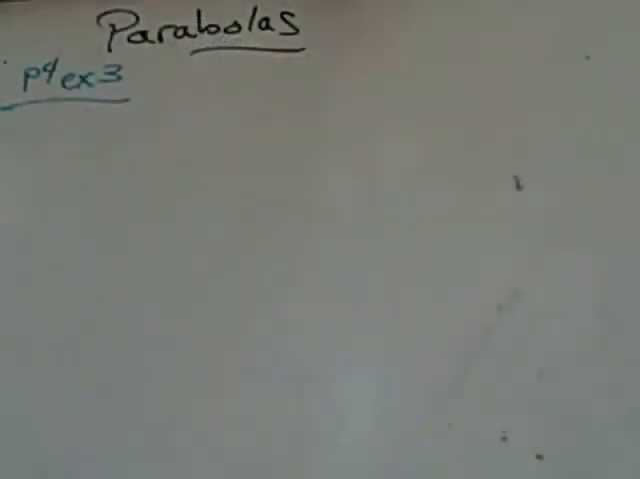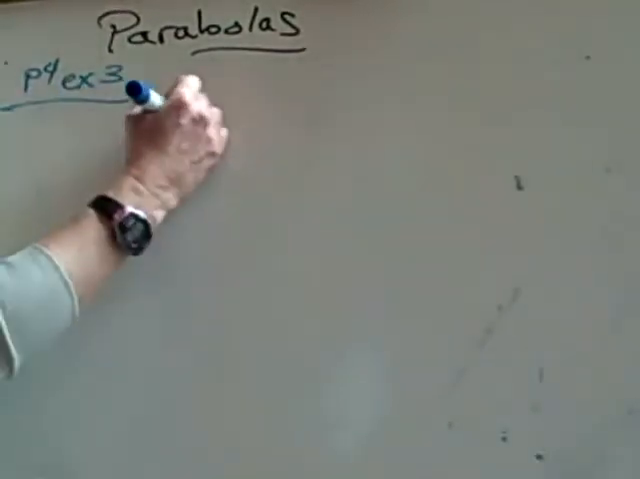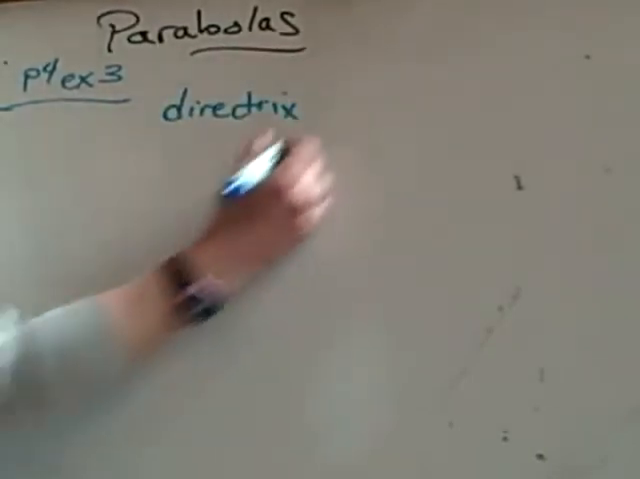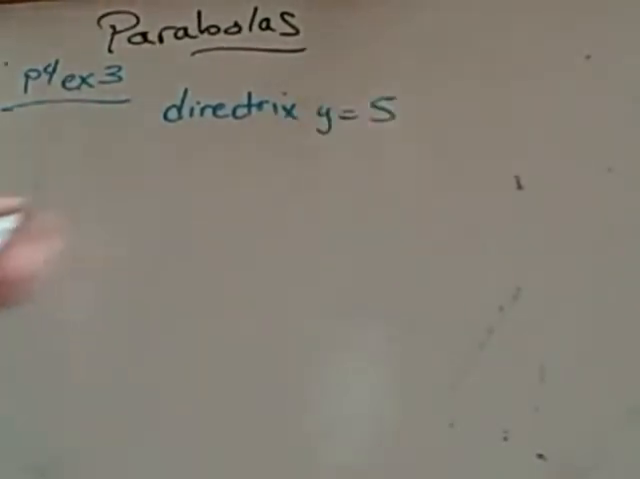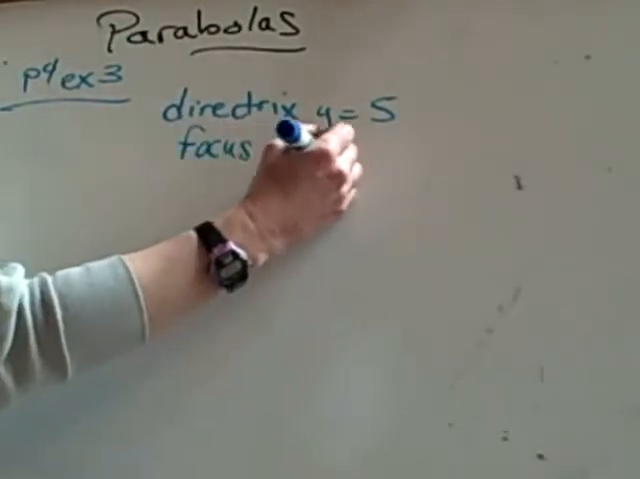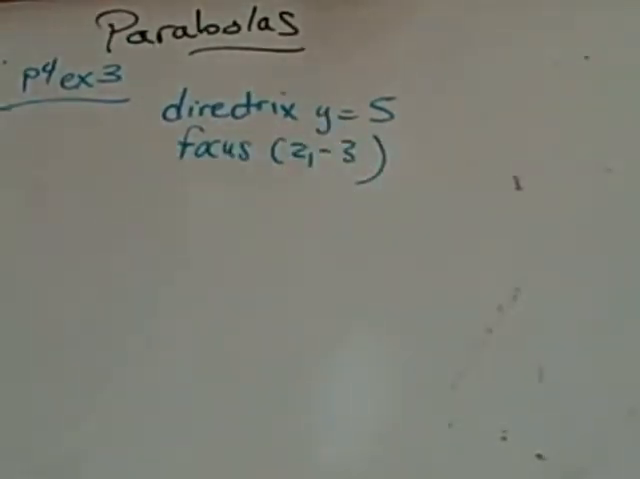Okay, it says find the equation and vertex of a parabola whose directrix is... so now we're getting into what we learned. My directrix here is going to be y equals 5, and it tells me my focus is (2, -3). So the first thing I want to do is make a little bitty graph sketch. Doesn't have to be perfect, just something little so I can figure out what's going on.